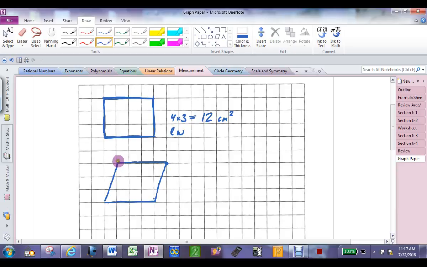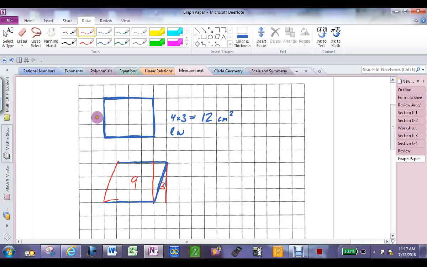Here's what I mean. If I cut this off, and I'll use red, what do I have in there? 3 by 3, which is 9, yeah? And then, what do I have there? 1 by 3, which is 3. 9 plus 3 is what? 12. So it's the same area. Got it? Except we can't say length and width, can we?